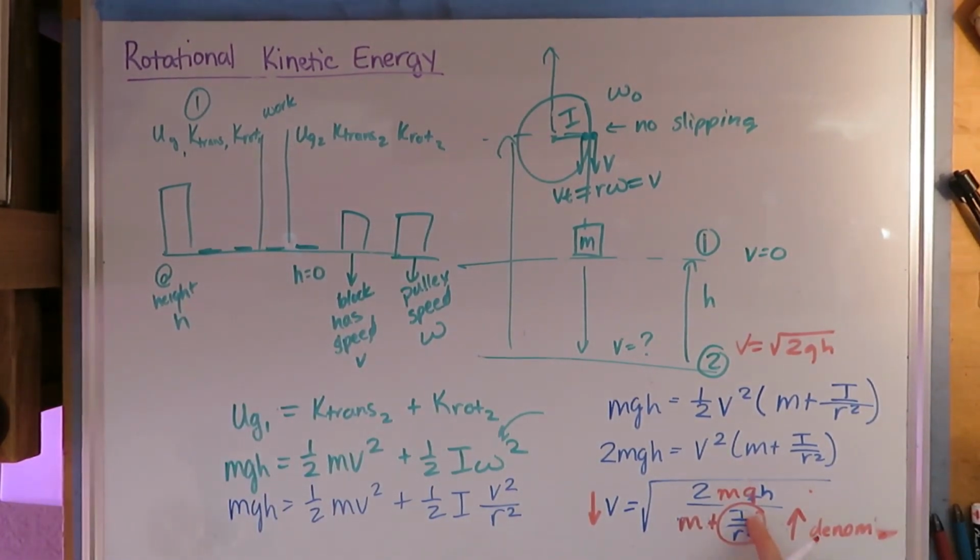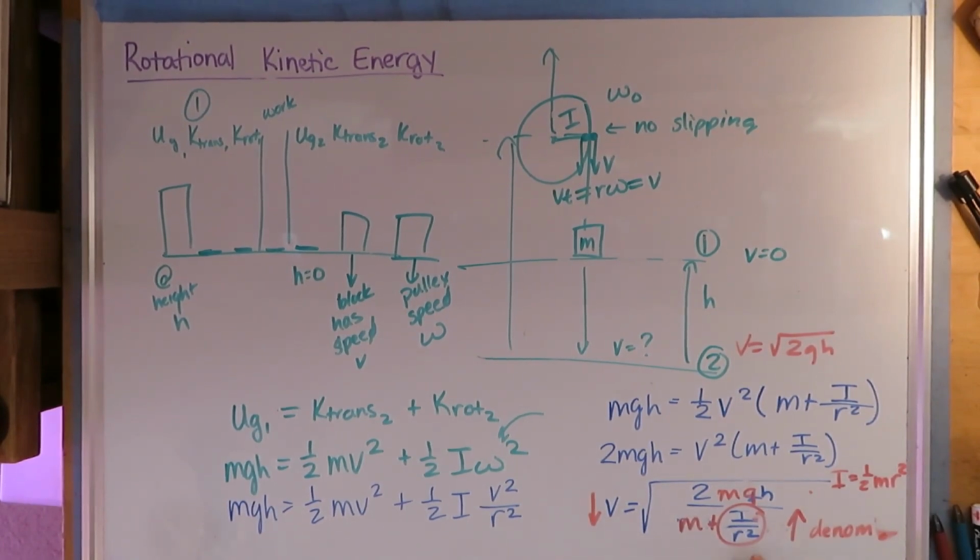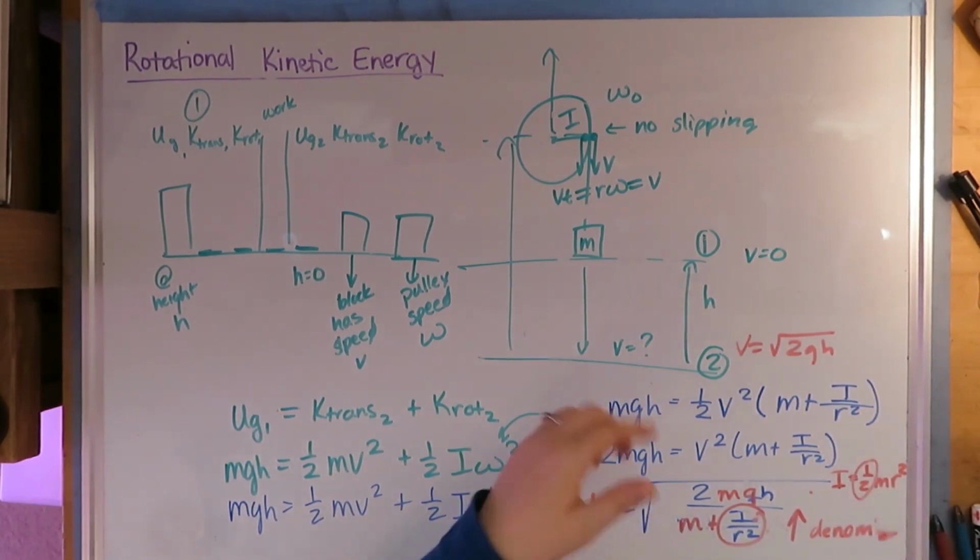And if they actually give you I, for example, if this was a cylinder and I was equal to 1/2 mr squared, then the mass can actually cancel out, and the radius can cancel out too. So it would just depend on the coefficient that you choose here, and the height is basically all it would depend on. But you'll be able to see that when you start practicing.